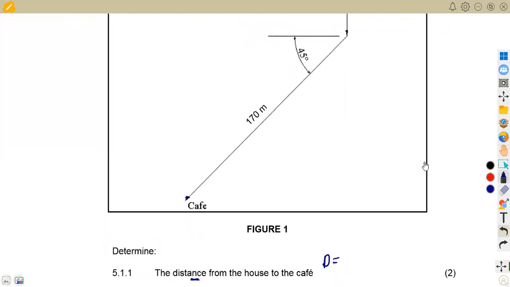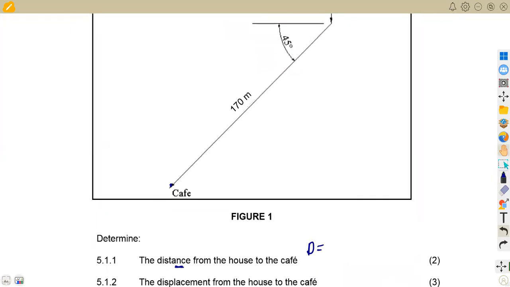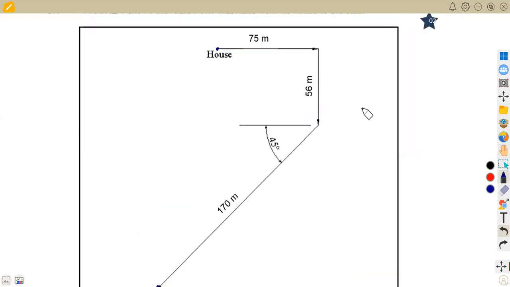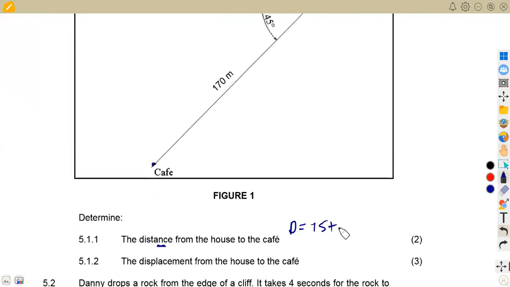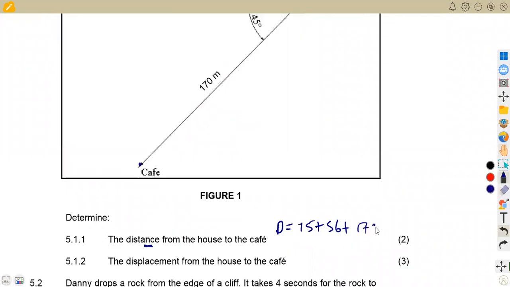It's going to be equivalent to, we add the first one, that was 75 meters, plus the other one from this point to this point, which is 56 meters, plus from this point to the last point, that's 170. So you add everything. That is the distance. If we add everything, we are going to obtain 301 meters. Then on 5.1.2, the displacement from the house to the cave.